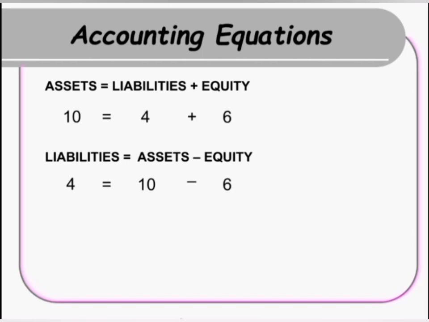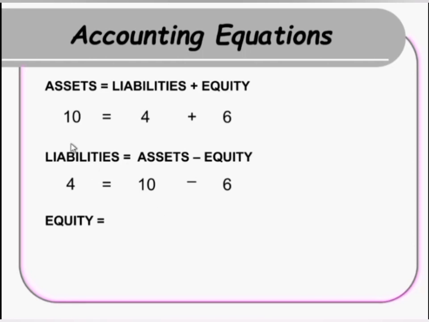How about if what we want is to compute for the equity? Again, you can use transposition. The liabilities will jump to the other side. There is a positive sign here, although you do not see it. It's just shy. That's why it's hiding. But there is a positive sign here for the liabilities. That positive sign will become negative when the liabilities jump to the other side. So that assets minus liabilities equal equity.